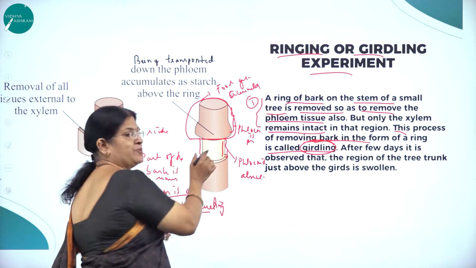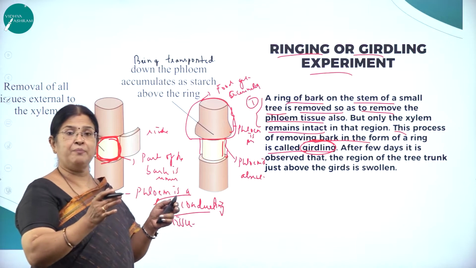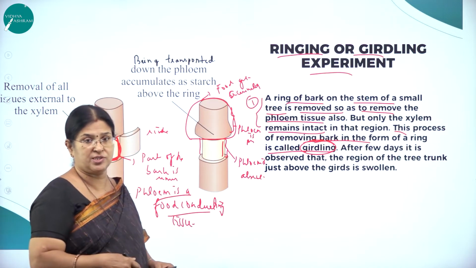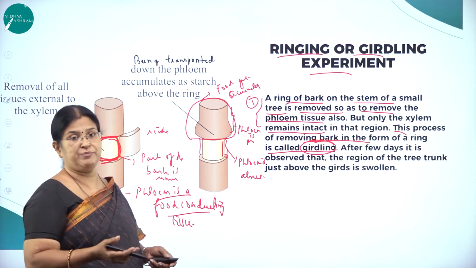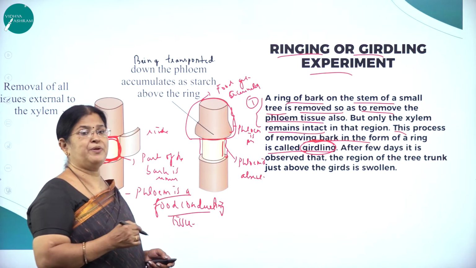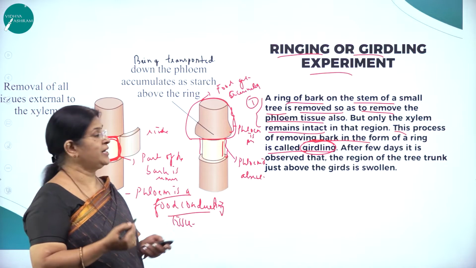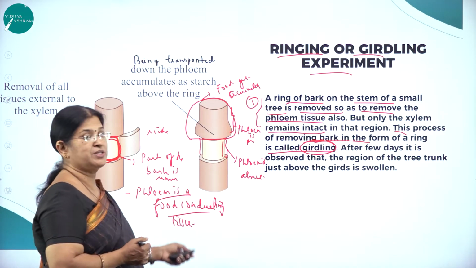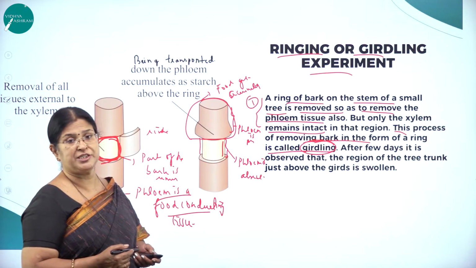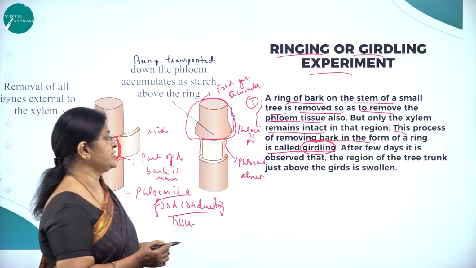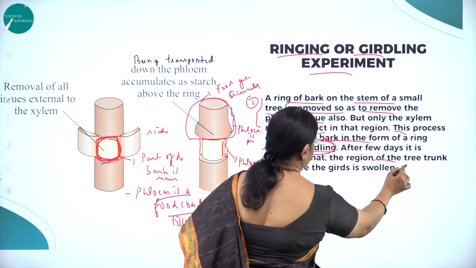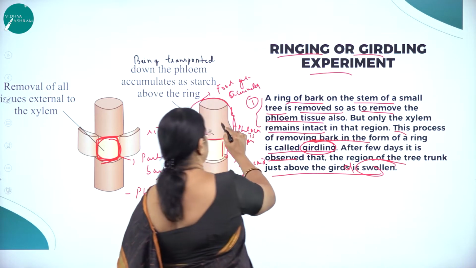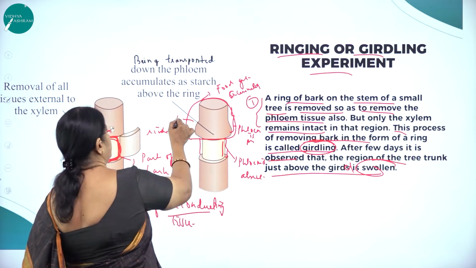And here you can see it swells up. Why is it swelling up? Because there is no way for the food to be conducted downwards because we have removed phloem tissue. So with this very simple experiment, what is the ultimate aim of this experiment? To prove what? That phloem is a food conducting tissue. So after a few days, it is observed that the region of the tree trunk just above the girdle is swollen.